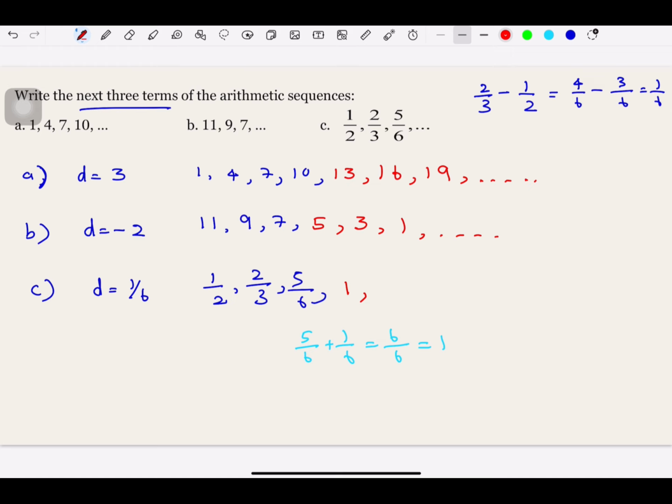Next, you have to add 1 over 6 to 1. Then you'll get, so let's take a common denominator, 6 over 6 plus 1 over 6. It's going to be 7 over 6. So this is 7 over 6. And likewise, if you add 1/6 to 7 over 6, you get 8 over 6. So you can simplify this as 4 over 3. And it will continue like this.